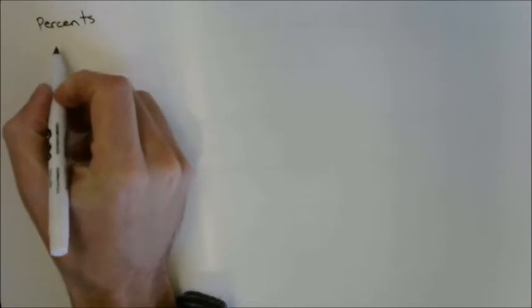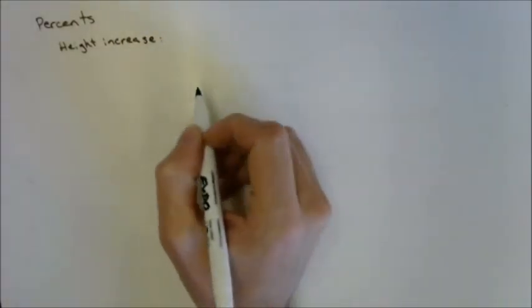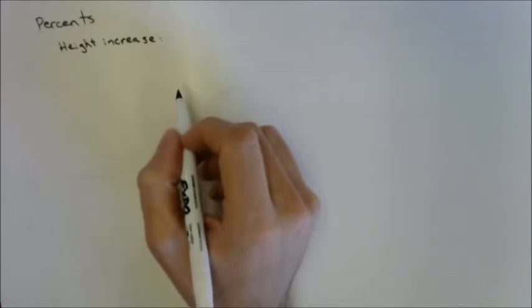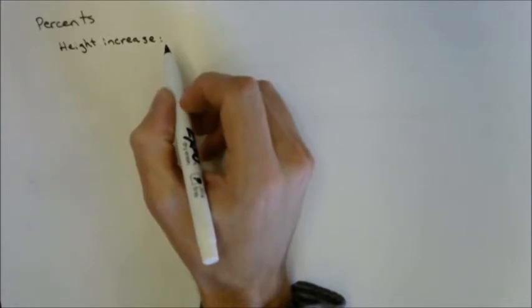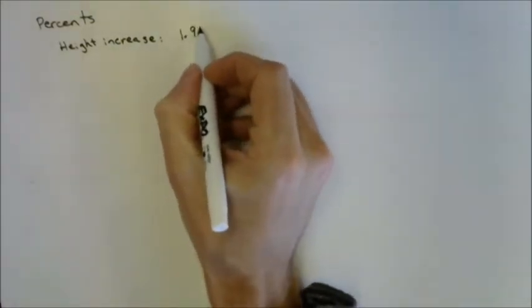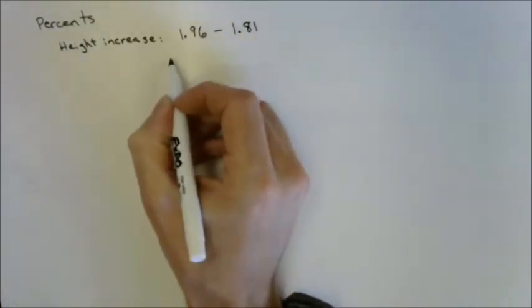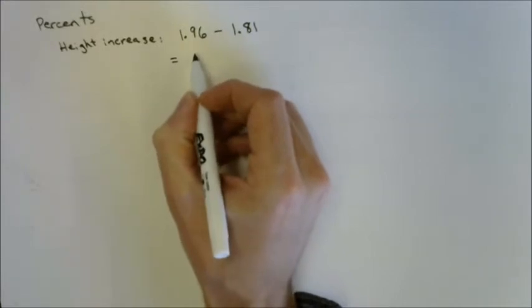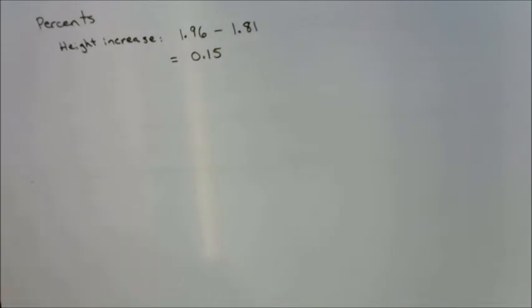The first thing we need to determine is the height increase. So how do we determine the height increase? The height increase is the difference between the height he can jump now and the height he could jump at the beginning of the year. So whenever you hear the word difference, you're thinking subtract. So we've got 1.96 minus 1.81, which equals 0.15. Should have your calculators out.